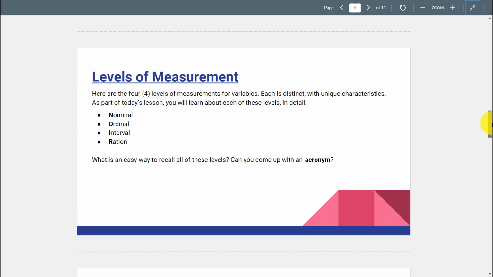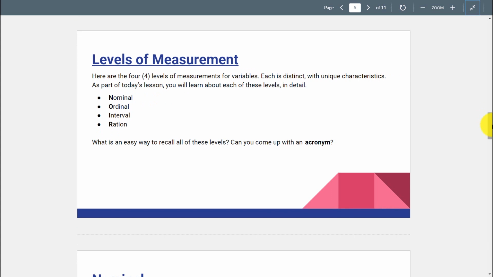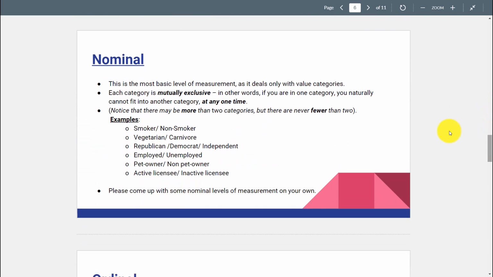Okay, let's take a look at levels of measurement. This was NOIR. I think this PowerPoint presentation is useful for us on this. We'll start with N, which is nominal, the most basic level. The big thing to remember here is that with nominal we have mutually exclusive categories. You can only be in one category at a time. Notice that there may be more than 2 categories, but never fewer than 2. There has to be at least 2 categories, and here are some great examples: smoker versus non-smoker.